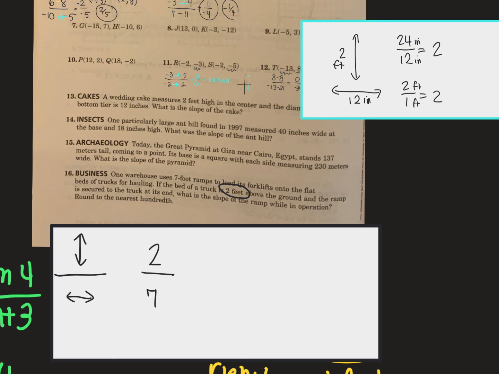Now, normally we would just leave it, but it says round to the nearest hundredth. So I think we should actually do 2 divided by 7 and come up with a decimal number rounded to the hundredths. When I divided, I got 0.2857 and so on. Rounding to the hundredths, I used the 5 to decide whether it should go up, and yes, it should: 0.29. So the answer to number 16, they want it as a decimal, rounded to the nearest hundredth.